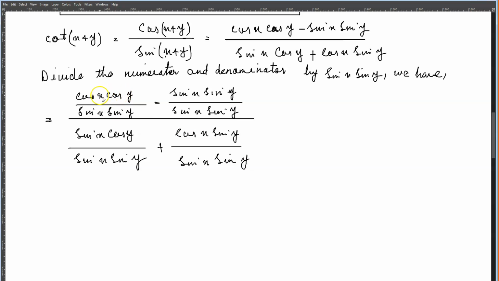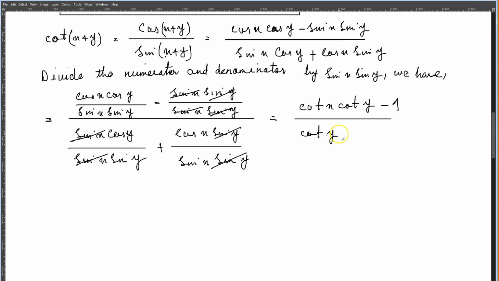So cos x by sine x is equal to cot x, and cos y by sine y is equal to cot y. Over here these will cancel out, and sine y and sine y will cancel out. So what you will get is cot x cot y, this is cot x cot y, and this is a 1. And over here you have cot y by sine y, which is equal to cot y plus cos x by sine x is equal to cot x.